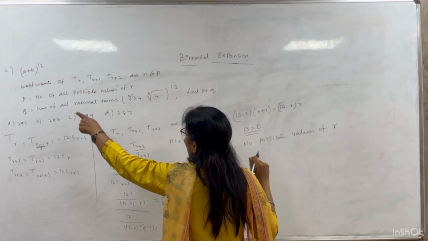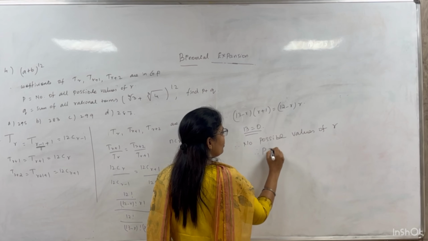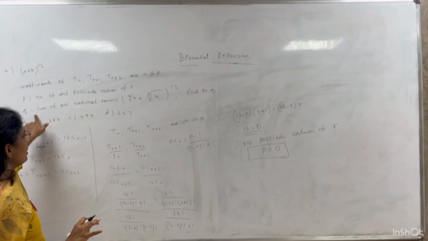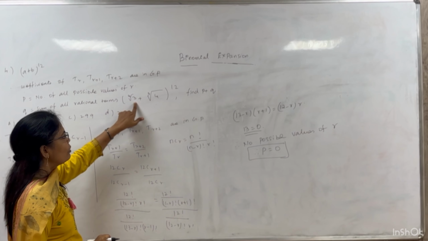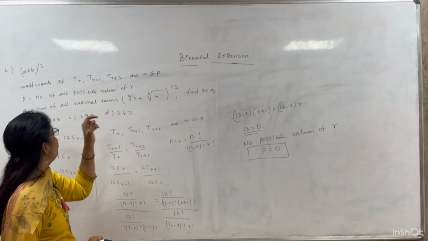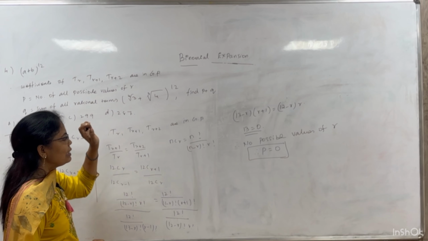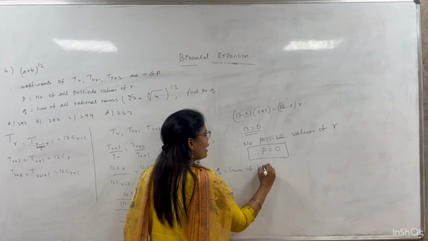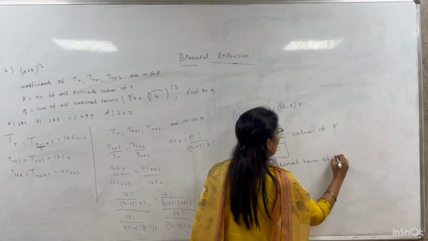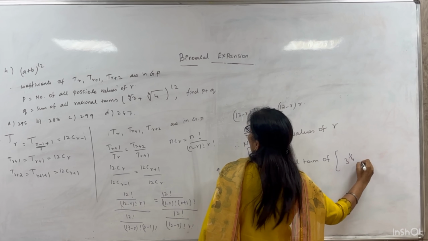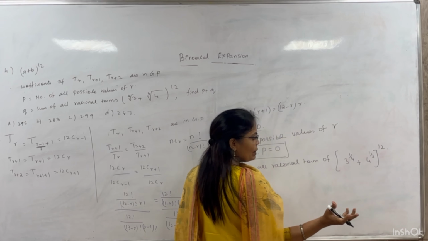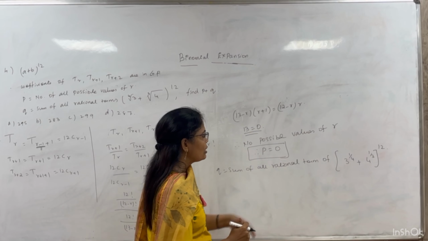Okay, so what is P? P is the number of all possible values. We got no possible values, therefore P is equal to 0. Next, I have to see the expansion (3^(1/4) + 4^(1/3))^12. I have to get the sum of all the rational terms. So Q will be the sum of all rational terms of the expansion of (3^(1/4) + 4^(1/3)) to the power 12. In the first sum itself, I have explained how to gather all the rational terms.